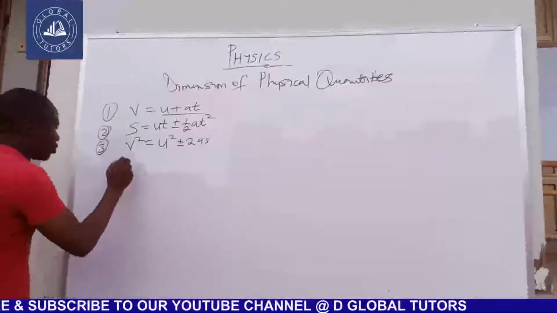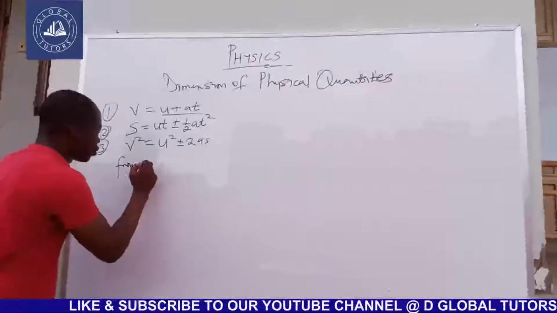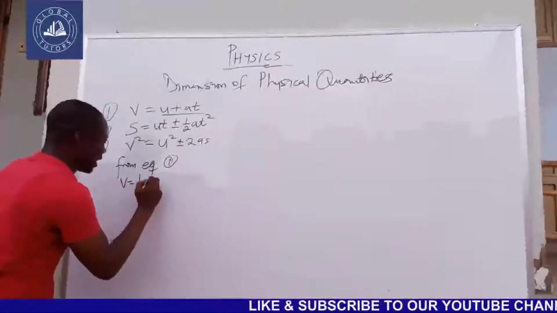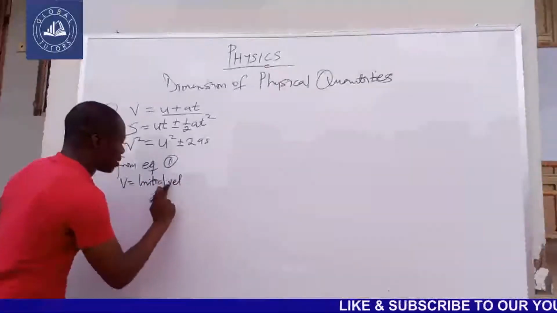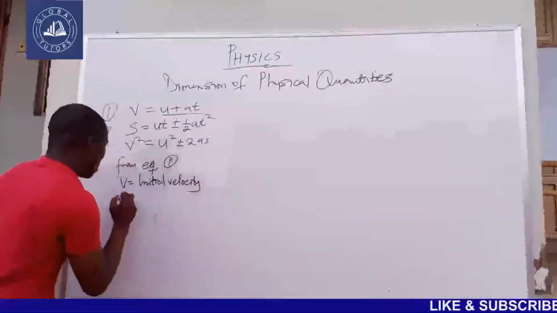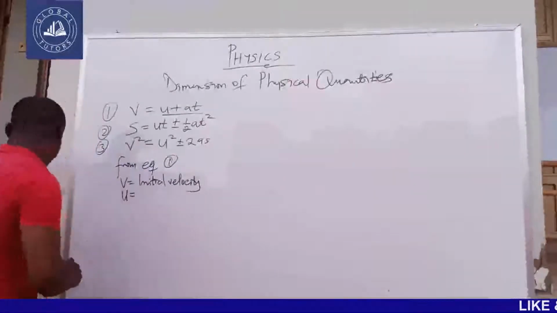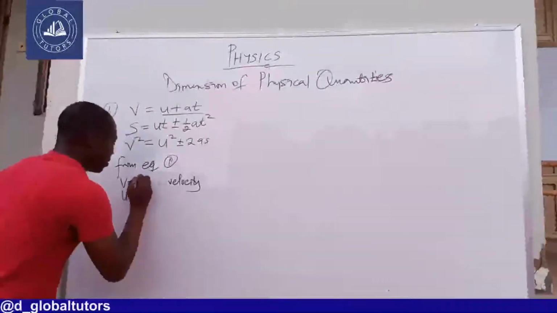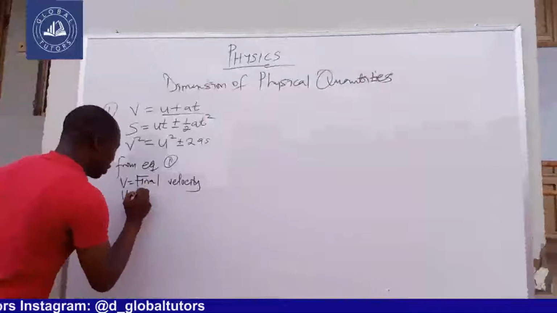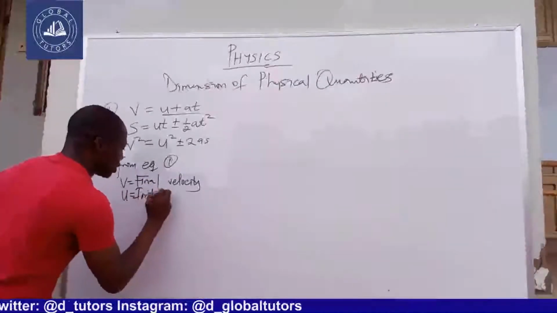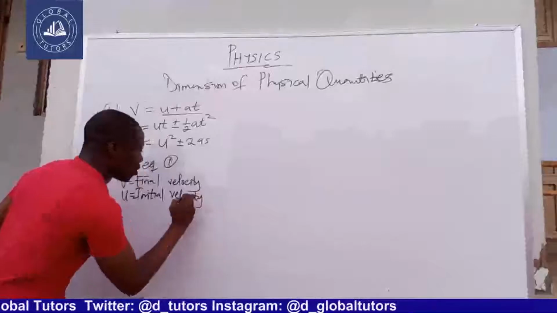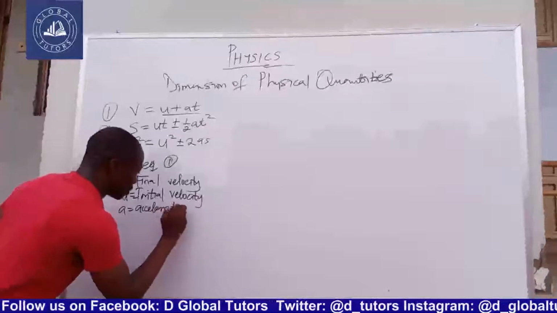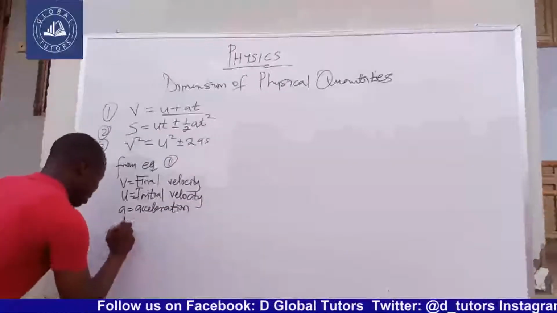From the first equation, our V is the final velocity. Our U is the initial velocity. And our A, which is the acceleration due to gravity, let's just write it as acceleration. And our T is our time.